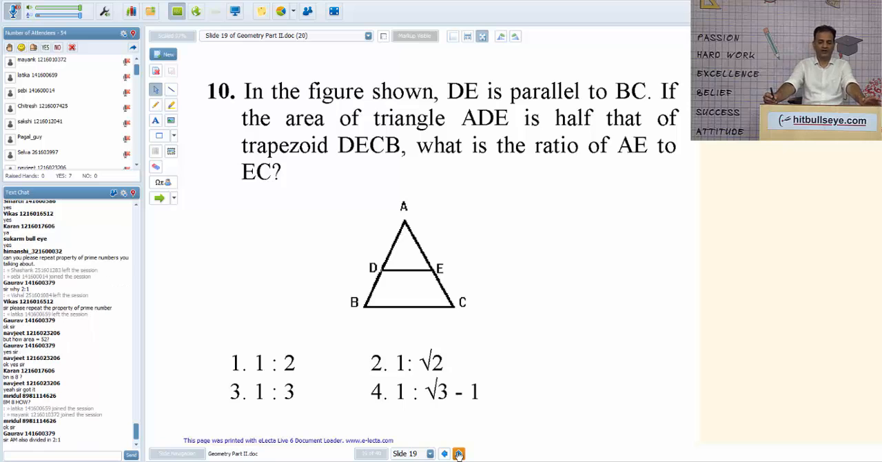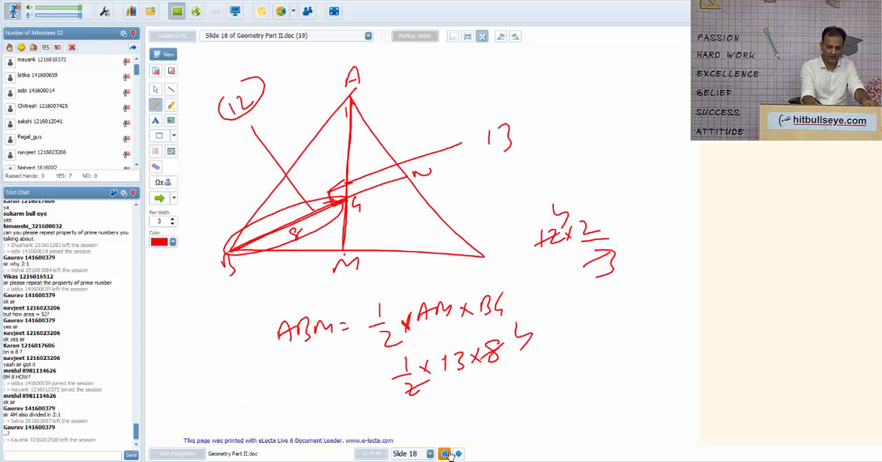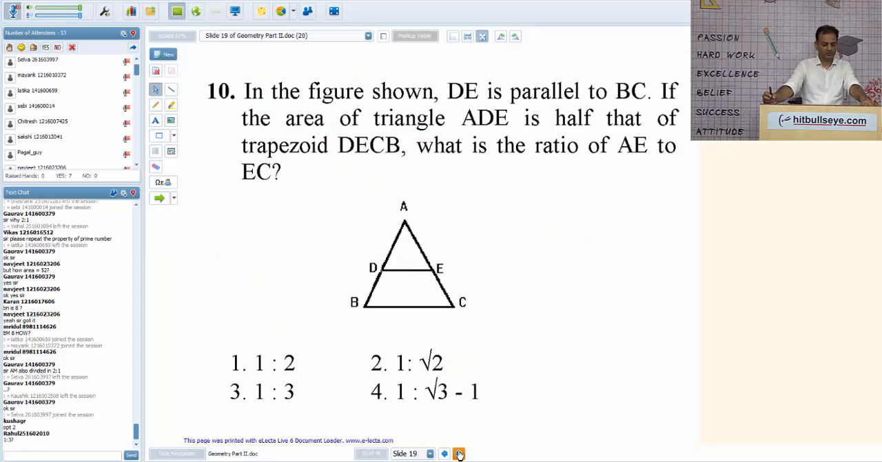Question of similarity. AM not divided in 2:1? AM is a base, Gaurav, you can see. AM also 2:1. Yes. AG will be 2 and GM will be 1. From there you can also solve, Gaurav. 2/3 of 13 and 1/3 of 13. And then you have to take BN as a base. Again answer will be same. Gaurav, try.